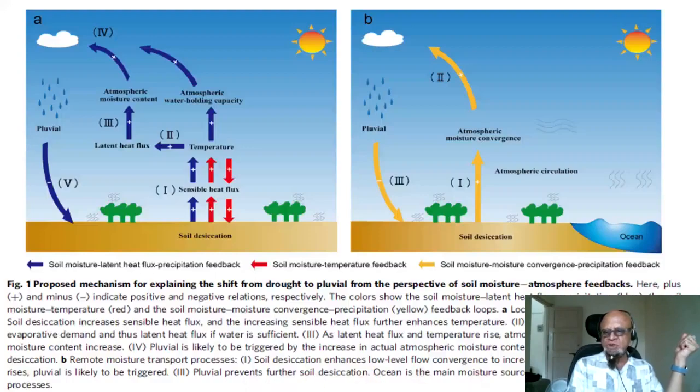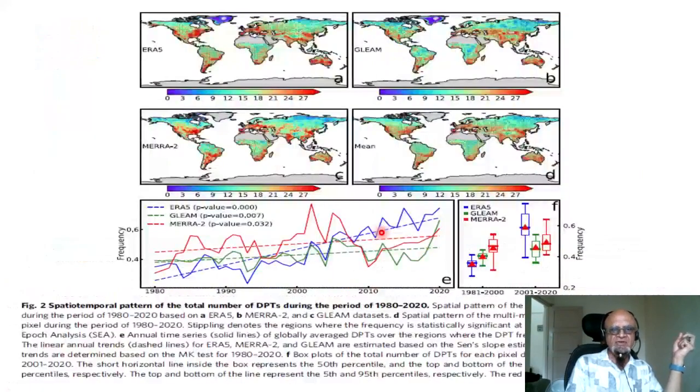So ocean is the main moisture source in the remote moisture transport processes. If you are near enough to a coast where ocean is able to provide the moisture, then soil desiccation now, instead of the pathway of sensible to latent heat flux and so on, goes into driving moisture convergence. So you can see that atmospheric circulation impact of bringing additional moisture, evaporation is being shown here, evapotranspiration, and you have atmospheric moisture convergence, which is going to drive clouds and rainfall. Sounds very interesting, right? So they do some calculations.